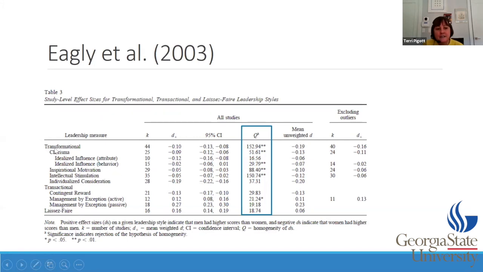And we can see here, if we just look at that first line on transformational leadership, they had 44 studies. They're finding a standardized mean difference of -0.1. The negative means that men were scoring lower than women on the transformational leadership measure. And we can see that there's a significant Q statistic. So that indicates that this might be the mean of those 44 studies, but there's a great deal of heterogeneity across the studies. The studies are not necessarily agreeing in how big that difference is between the two groups. And so that's one way we look at heterogeneity across studies.